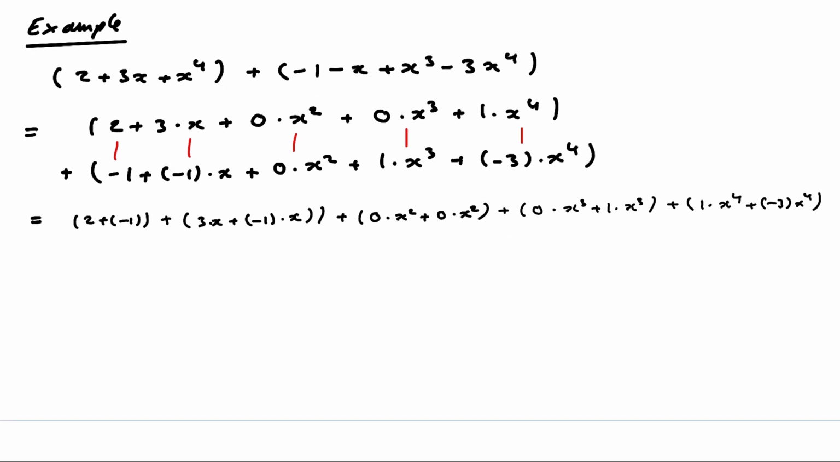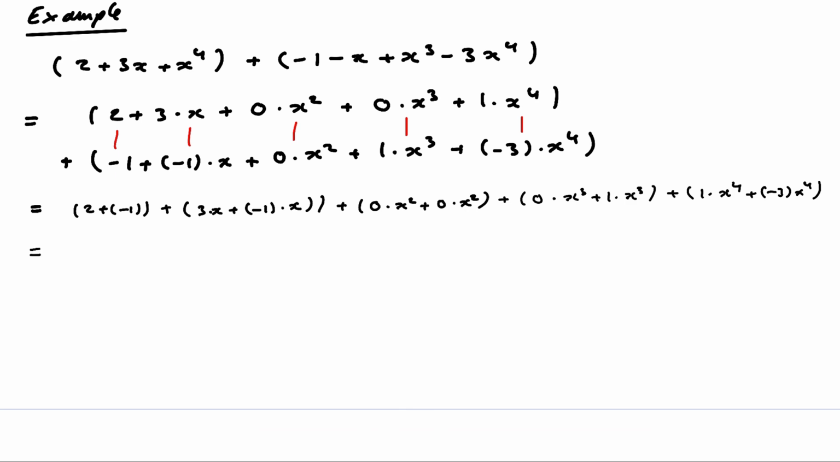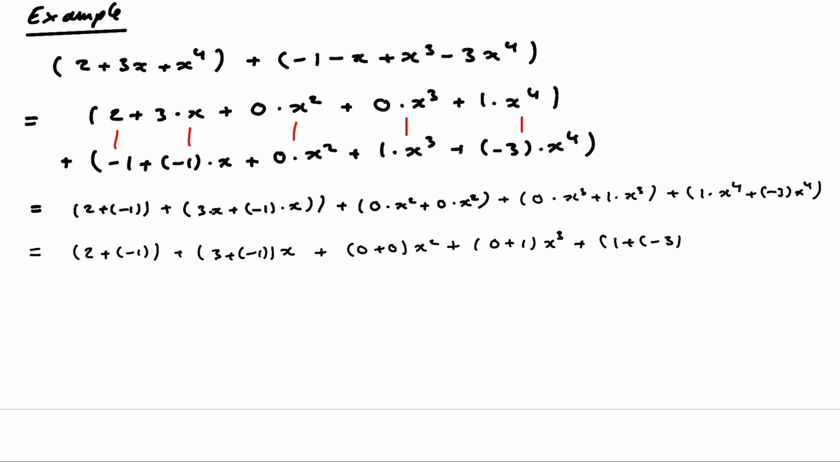Because of this, I have the distributive property. So the distributive property now will allow me to pull out a factor of x from the first, for example, a factor of x squared from the second, x cubed from the third, x fourth from the fifth. So that means I should be able to write these in a much more close to polynomial format. So let me write this out fully again. This is 2 plus minus 1, plus 3 plus minus 1 all times x, plus 0 times x squared plus 0 plus 1 times x cubed plus 1 plus minus 3 times x to the 4.